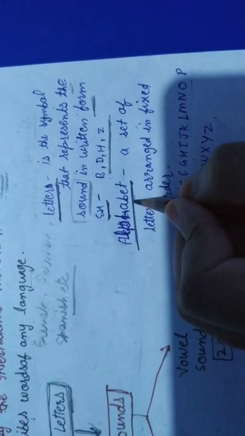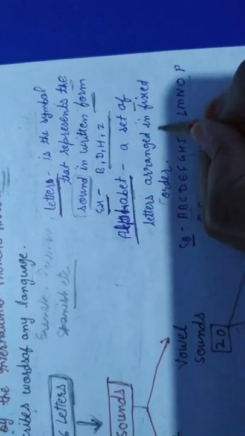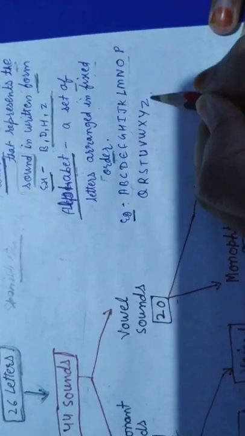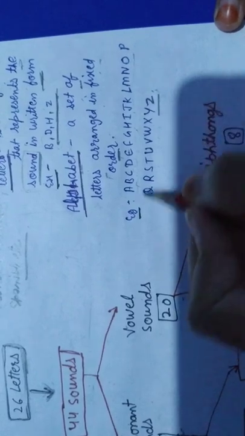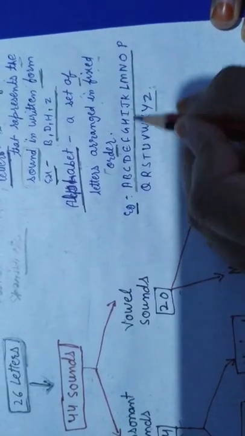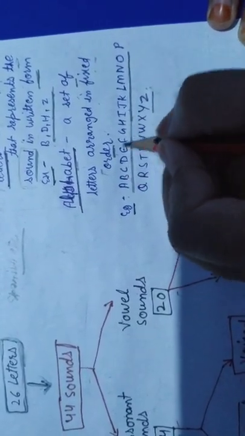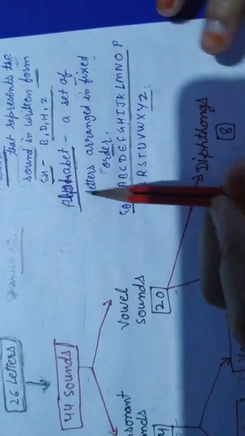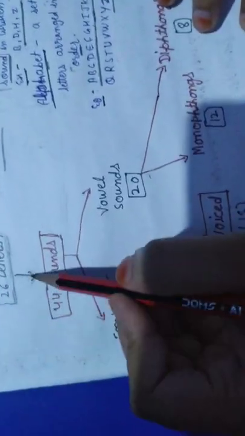But an alphabet is a set of letters arranged in a fixed order, like A, B, C, D, E, F, G, H, like that, to Z. So it is in an arranged order. We don't miss any letter here. That is called alphabet. I hope you understand the difference between letter and alphabet. So here we move further.